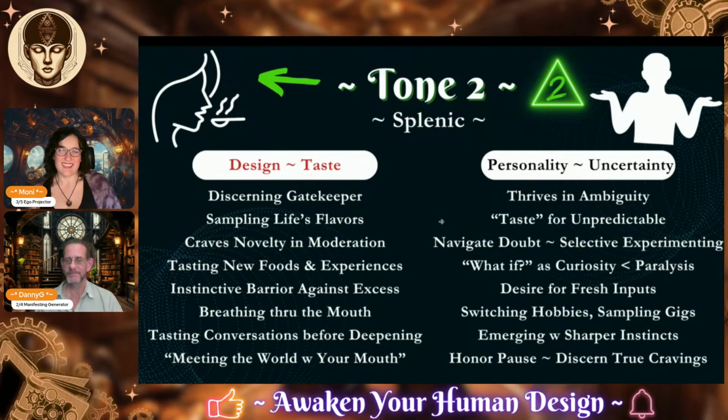So on the personality side, it's uncertainty, right? You're uncertain about something until you've got to try it. How do I know I like it if I don't try it? So this is again a more mentally abstract version of what we see on the design side. These people may thrive in ambiguity and have a taste for the unpredictable.